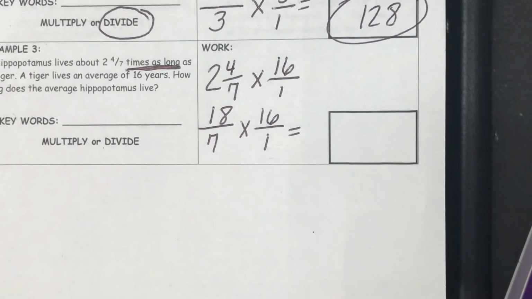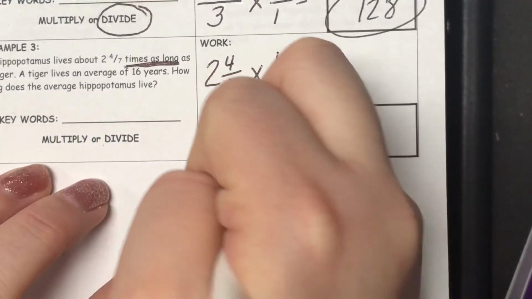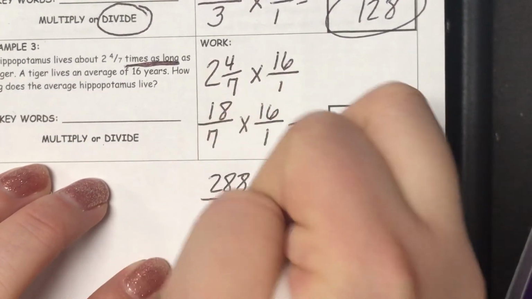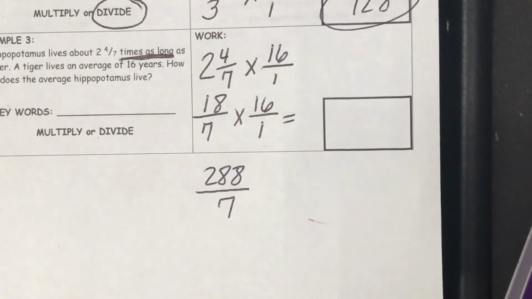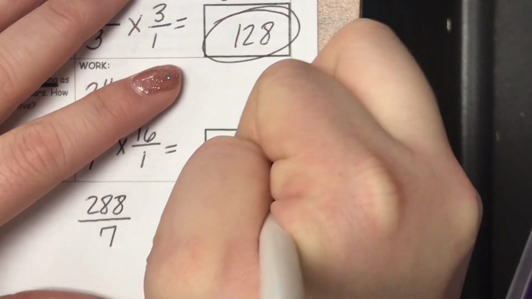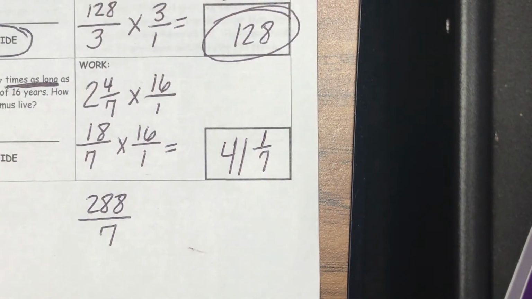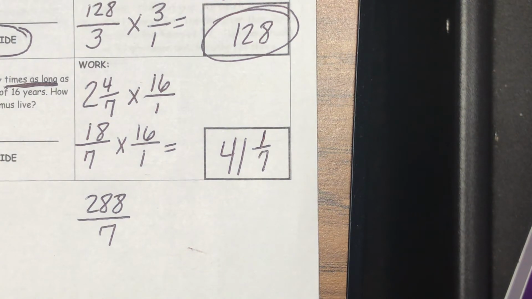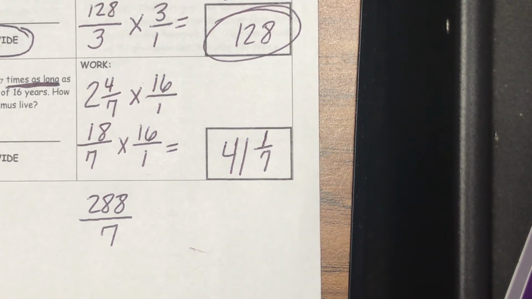Okay, and 18 times 16 is 288. And 288 divided by 7. So 288 divided by 7 is going to be 41 1/7. Okay. So the hippopotamus lives 41 1/7 years long.